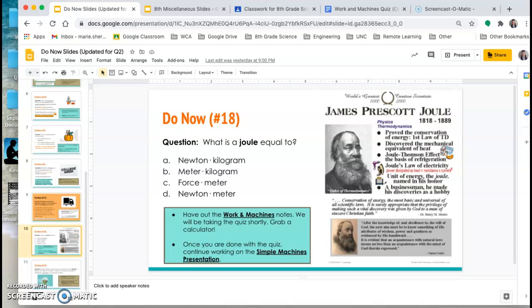I just want to make you guys aware that this is a question pulled straight from your unit test. The unit test will not fall until after Thanksgiving break, but it might just be worth starring or noting that.